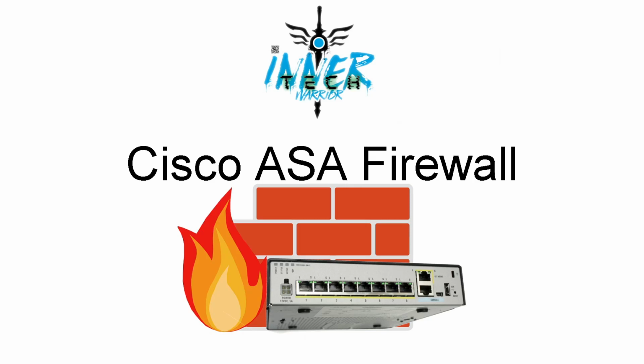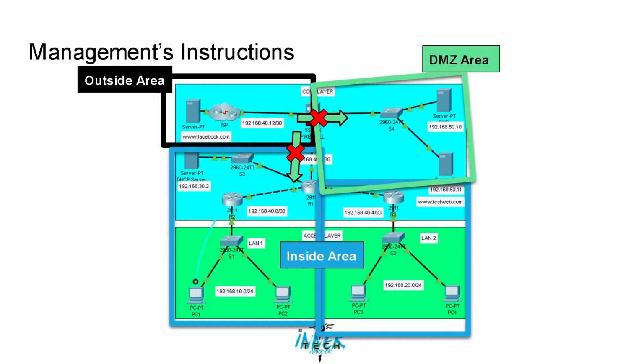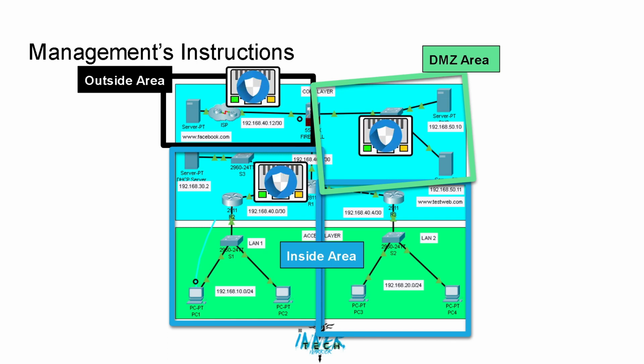In this lab, management wants us to configure a Cisco ASA Firewall. Specifically, management wants us to prevent the outside network from accessing the DMZ or inside network, as well as block the DMZ from accessing the inside network, which we'll first accomplish with interface security levels.